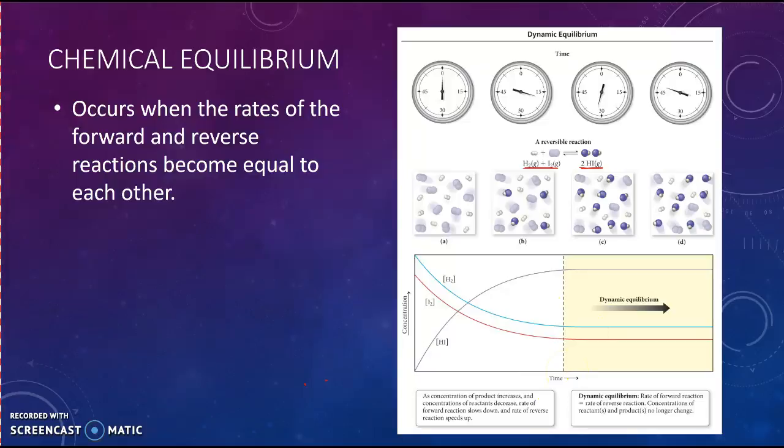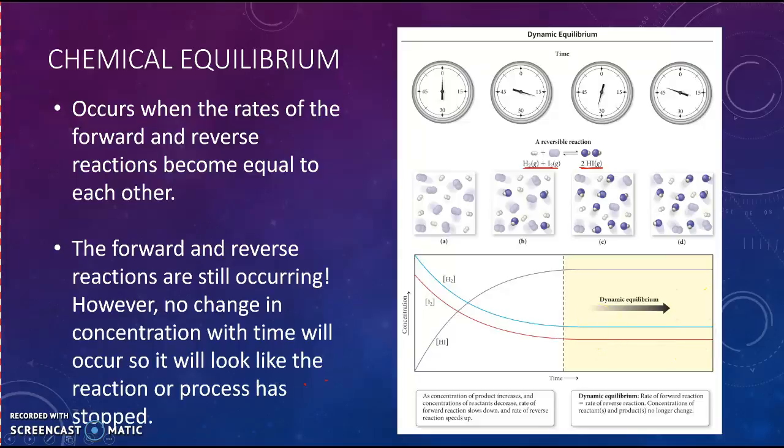Once the rate of the forward reaction and the rate of the reverse reaction are equal, then these concentrations will no longer change with time, and we have what's called a dynamic equilibrium. The reason it's called dynamic is because the forward and reverse reactions are still occurring. Chemistry is still going on, but because they're going at the same rate, the concentrations don't change over time. So if we took measurements, it would look like the reaction stopped.